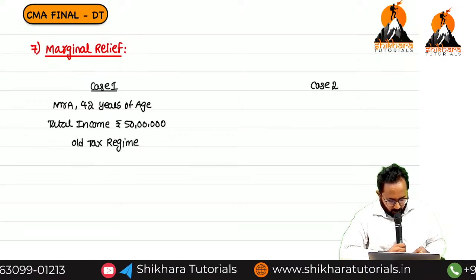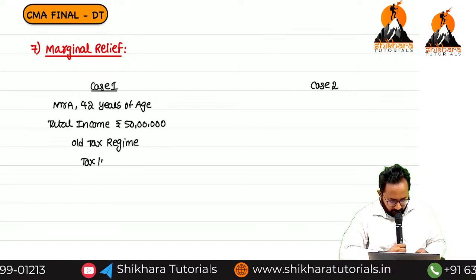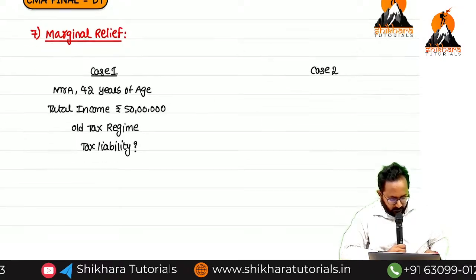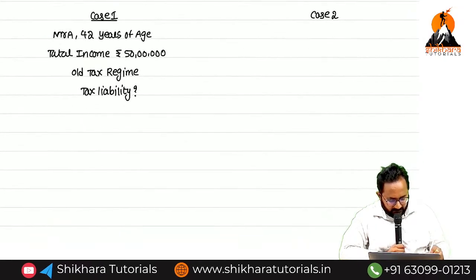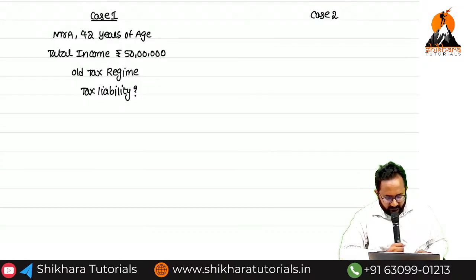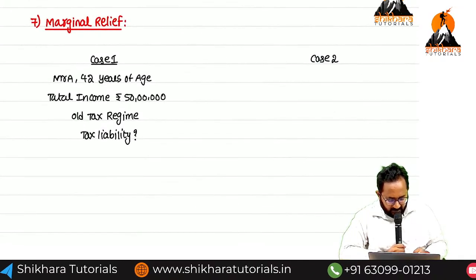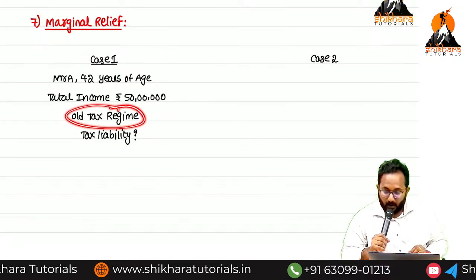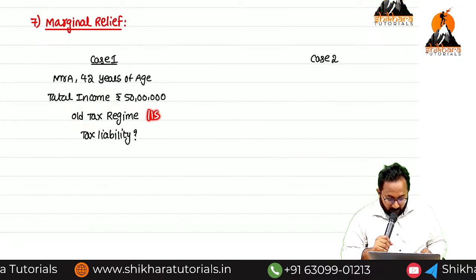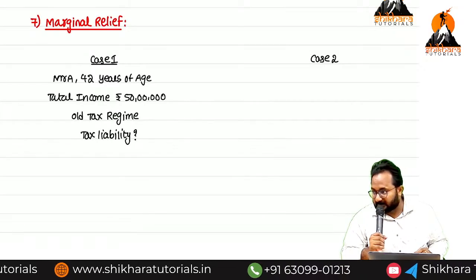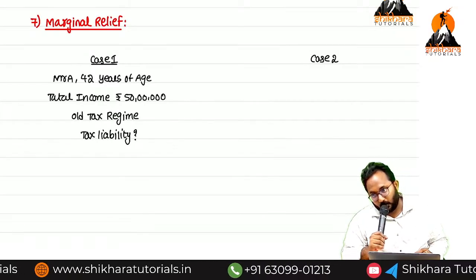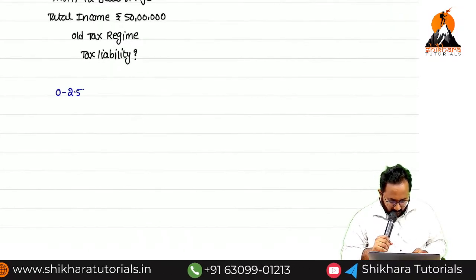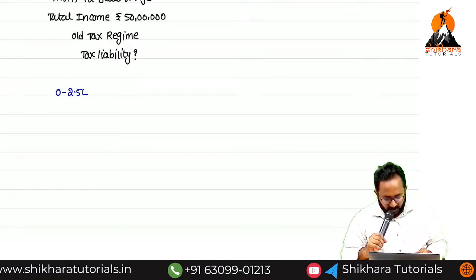So now I want to calculate the tax liability. Please try to calculate it in a detailed way. What is the basic exemption limit for an individual aged 42? 2,50,000, because we are following the old regime. If I had given section 115BAC, your decision must change. Now, 0 to 2.5 lakh: how much? Nil. Super.